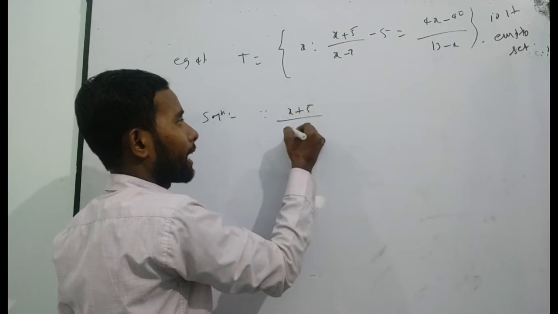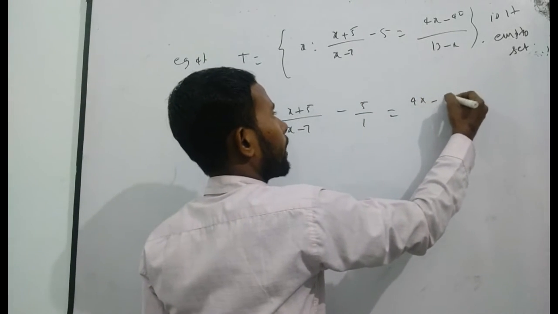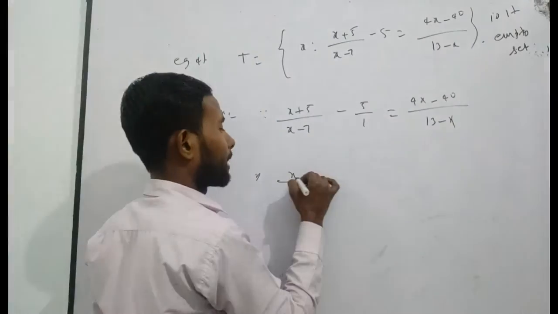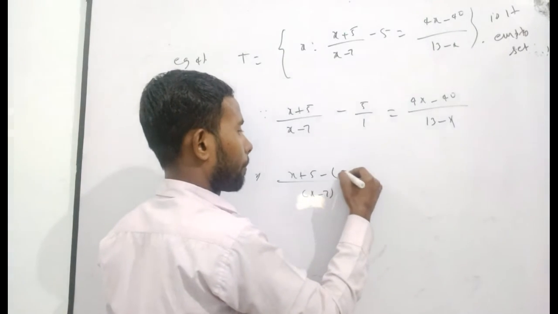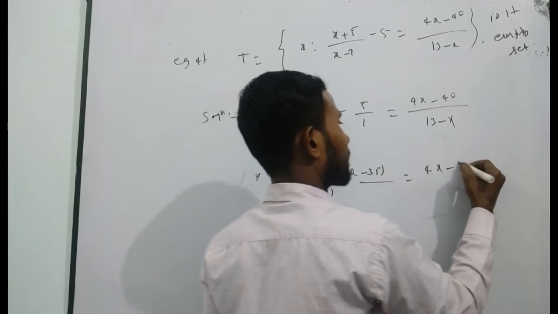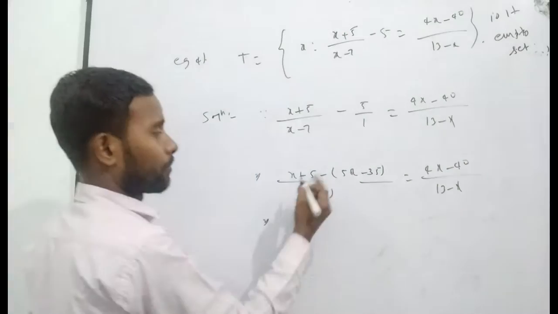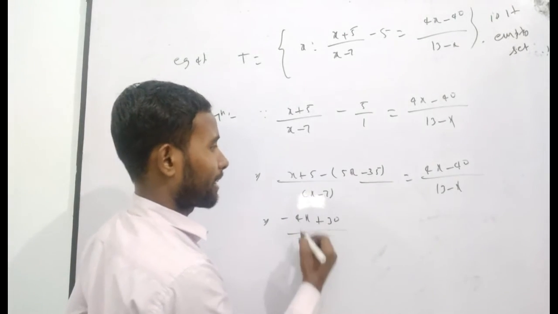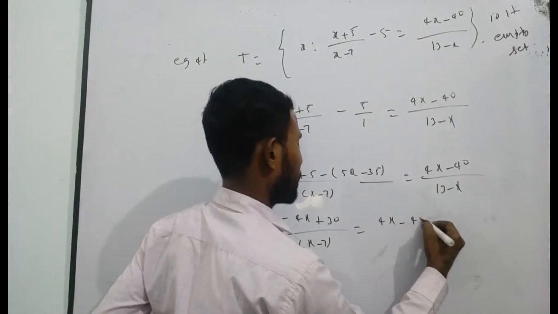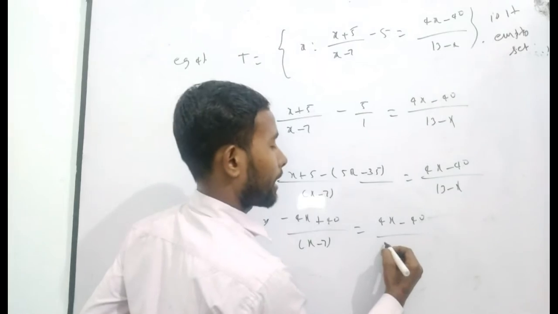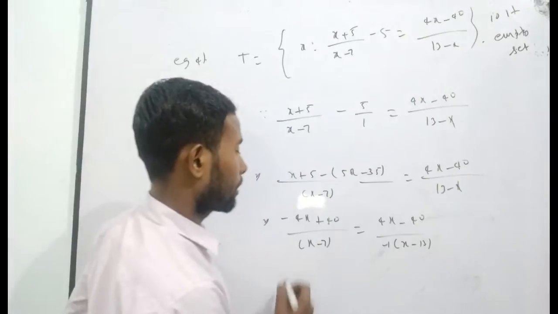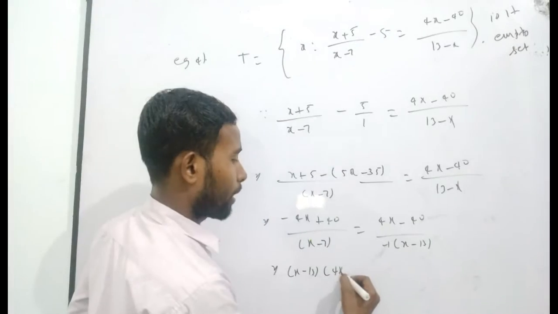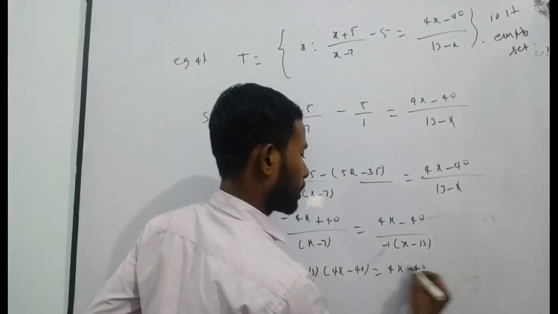Since (x plus 5)/(x minus 7) minus 5/1 is equal to (4x minus 40)/(30 minus x). That implies, after taking LCM, you will get x minus 7 in the denominator, and x plus 5 minus 5x minus 35, which will be (4x minus 40)/(30 minus x). That implies above you get minus 4x plus 30 divided by x minus 7, which will be (4x minus 40) divided by, sorry, there is a 40. Can you take negative one common here, you get x minus 30. Now, if you take the negative sign here and cross multiply, you will get (x minus 30)(4x minus 40) is equal to (4x minus 40)(x minus 7).